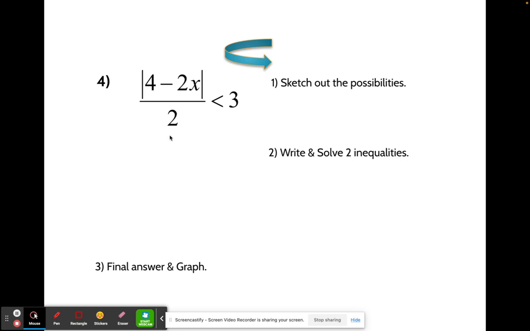Okay, I have another less than. So I know I'm going to have one inequality, but first I want to get my absolute value isolated by multiplying both sides by 2. So the absolute value of 4 minus 2x is less than 6. So what are my possible solutions to this? Oops, I didn't mean to do that. I hit the clear screen.